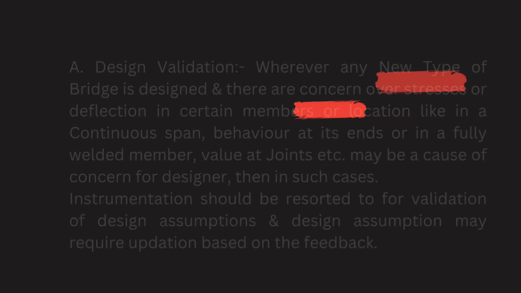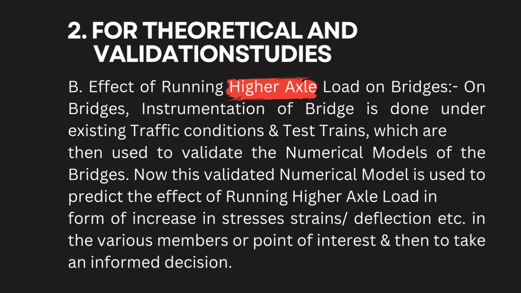on the feedback. B. Effect of running higher axle load on bridges. On bridges, instrumentation of bridge is done under existing traffic conditions and test trains, which are then used to validate the numerical models of the bridges. Now, this validated numerical model is used to predict the effect of running higher axle load in form of increase in stresses, strains, deflection, etc. in the various members or point of interest, and then to take an informed decision.